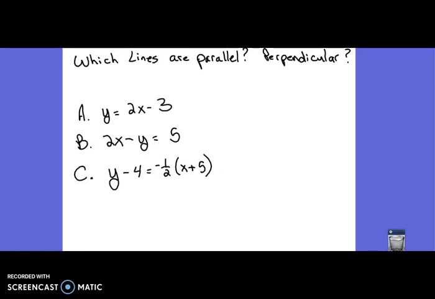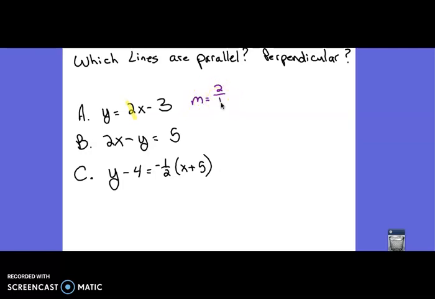So right here I have three different equations, and I simply ask you which lines are parallel and which ones are perpendicular. Notice this is y equals mx plus b. The key here is you got to find out the slope. Look at the slope of them. And the way to look at the slope is to put them into y equals mx plus b. This one, A, is already in y equals mx plus b, and the slope is 2, or 2/1.